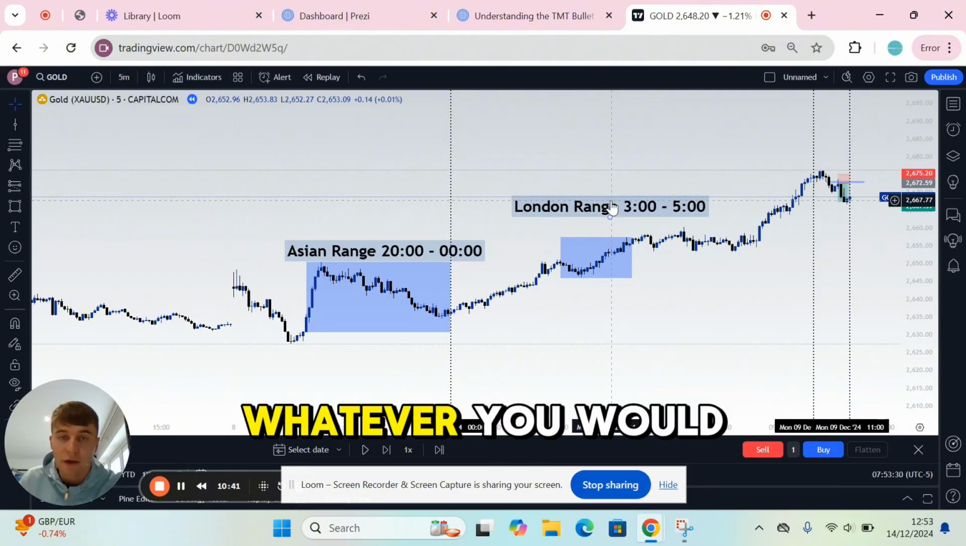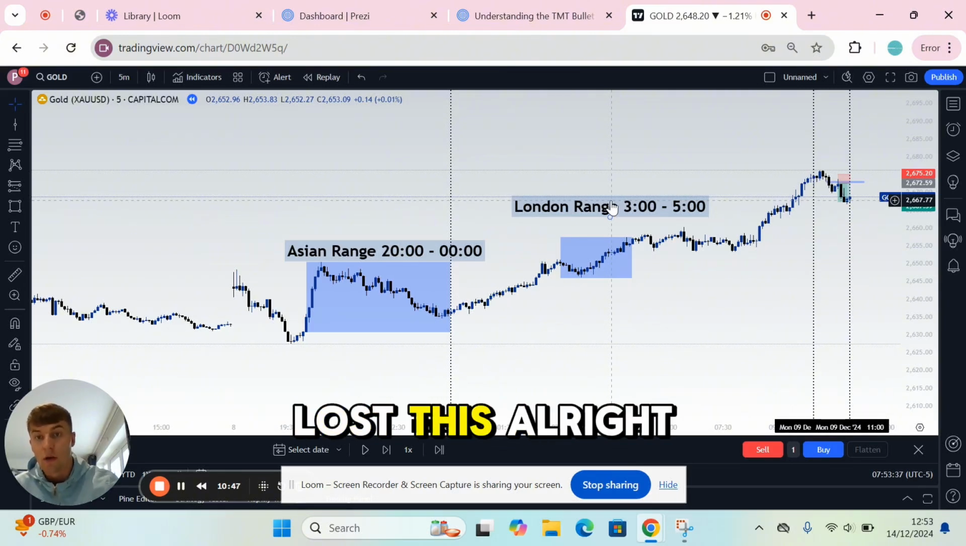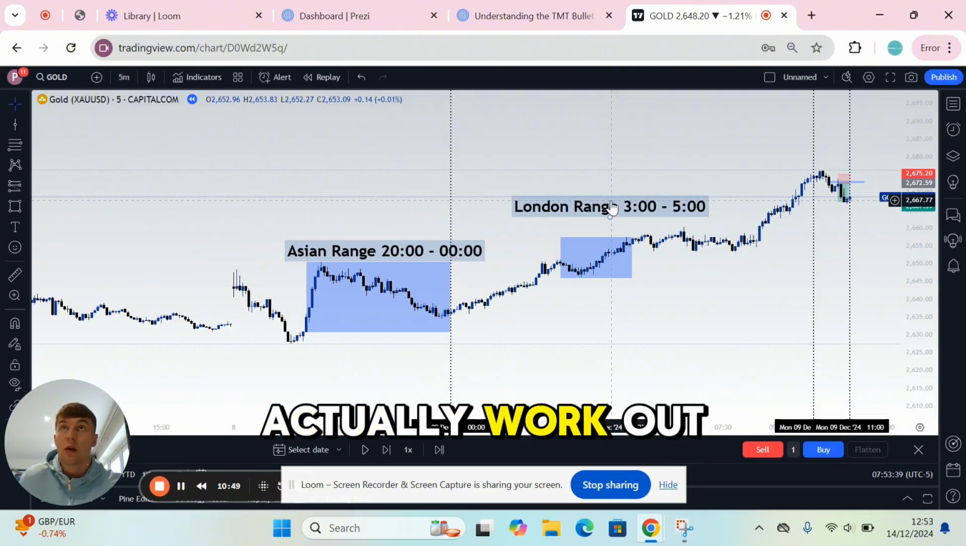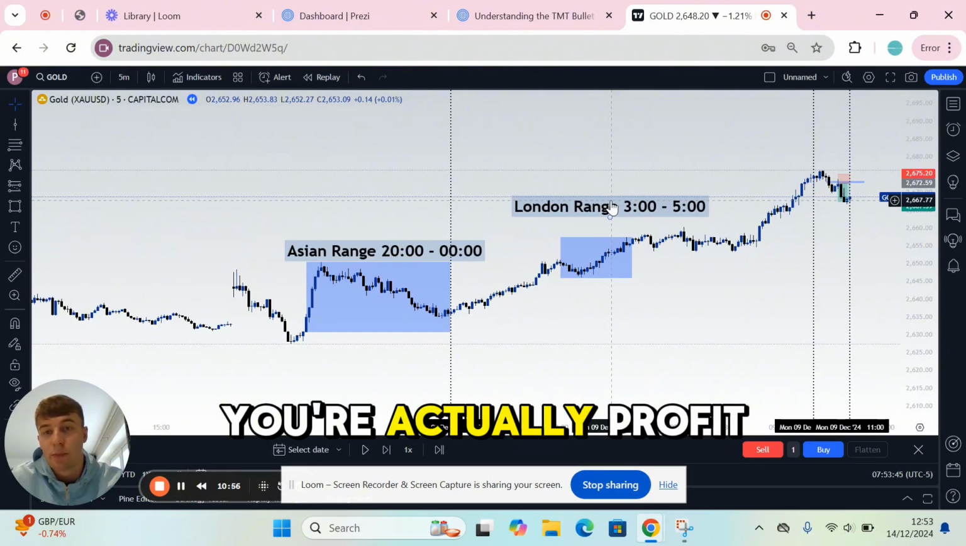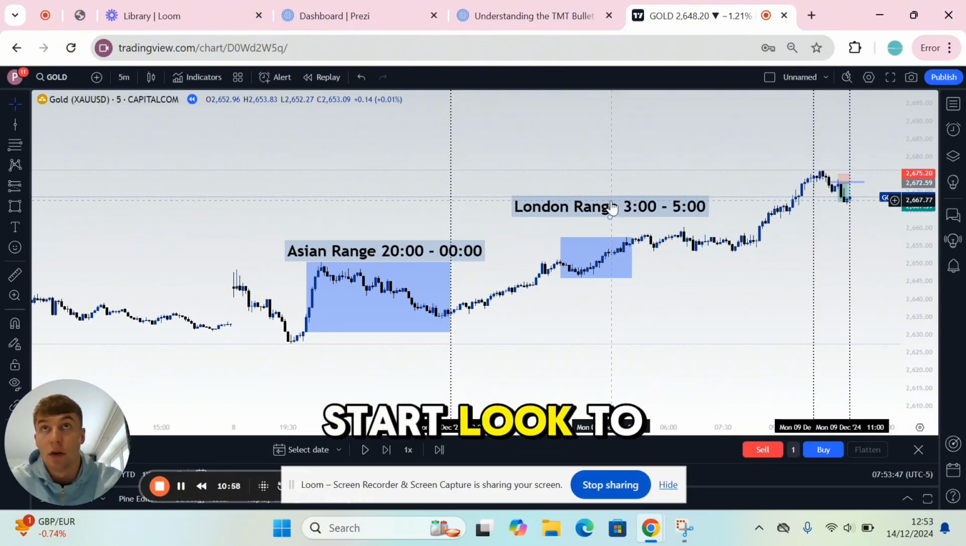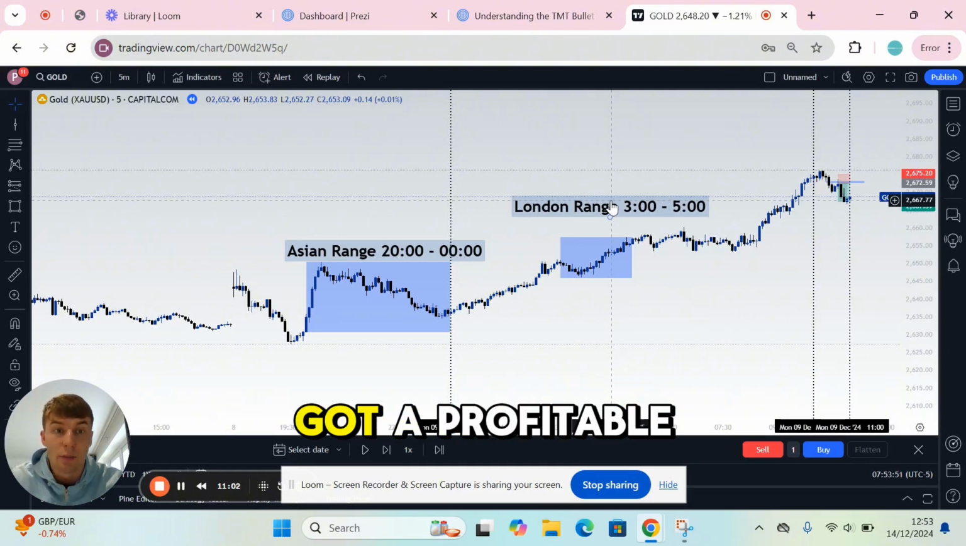happy to risk 5%, whatever you would be risking, and realistically mark it out: I would have traded this many lots, my stop loss would have been this, I would have lost this, I would have won this, and you can actually work out how profitable you would be. If you're doing that for 20, 30, 40 trades and you're actually profitable with it, then you can start to look to go get funded or trade it on your live account, and then you've got a profitable strategy.